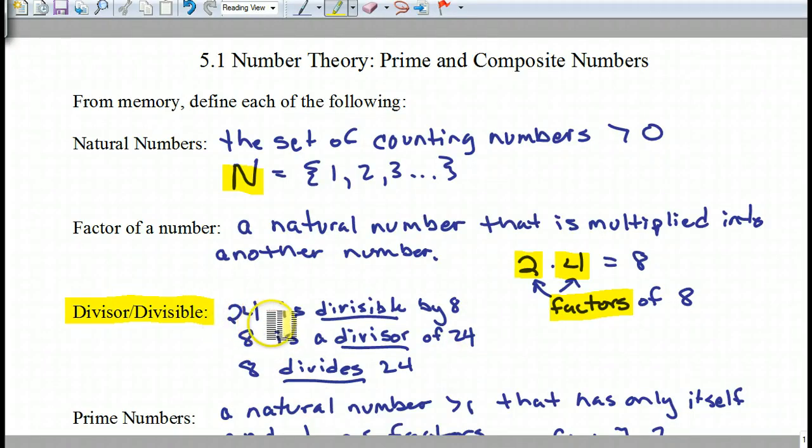So 24 is divisible by 8. That's using the word divisible. But if you use the word divisor, you're going to write what you're dividing by first. So 8 is a divisor of 24. You could also say 8 divides 24.